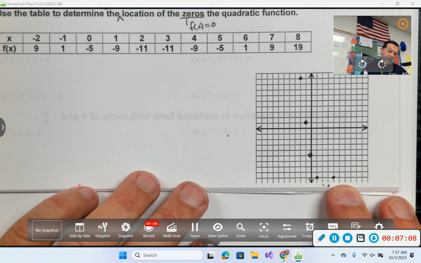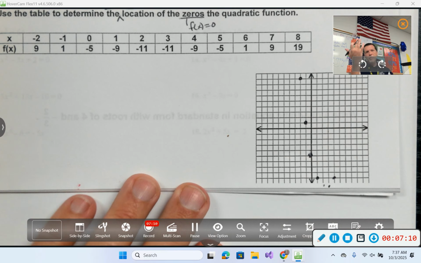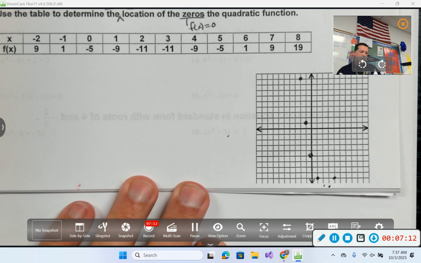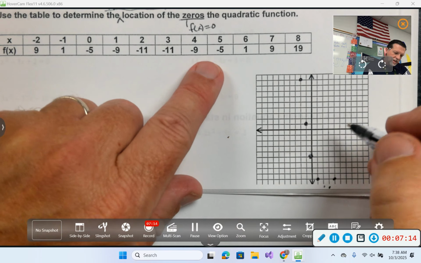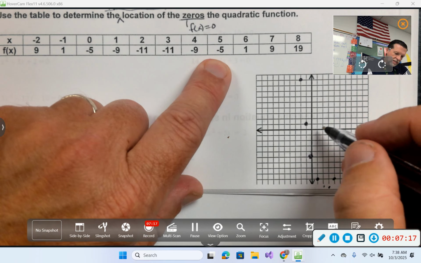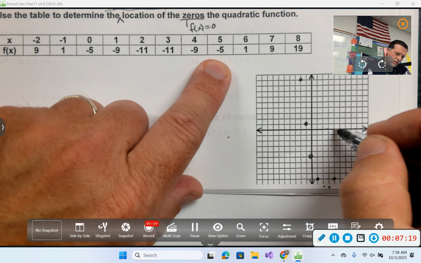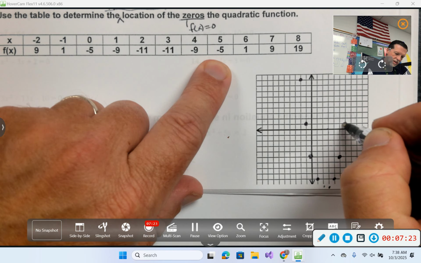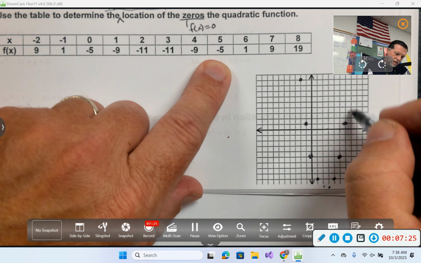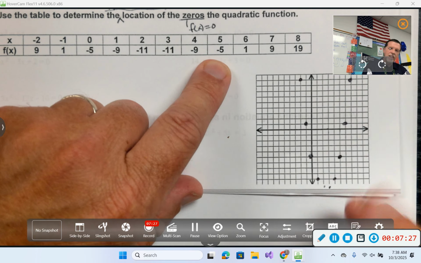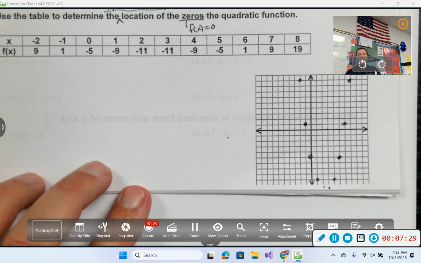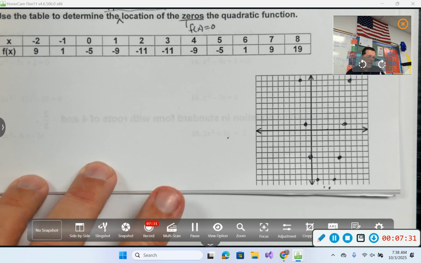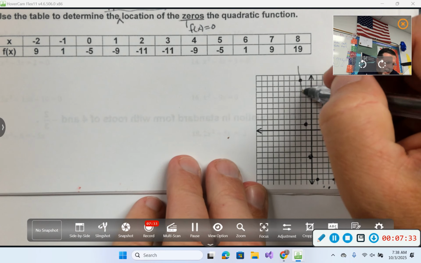4, -9. Oh, I think we've crossed the axis of symmetry. We're now starting to reflect the cross here. 5, -5. 6, 1. 7, 9. 8, 19. Way off the page. So if I connect the dots here.